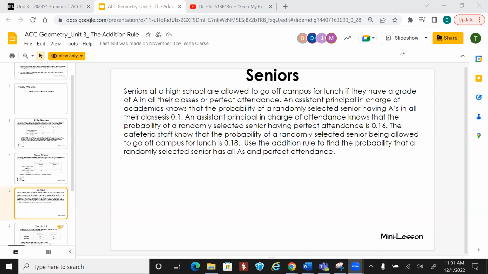How do we go about solving this problem? Okay, so what are we going to do? Addition rule. No, we're not going to make a table because they give us all this information. So what is event A? All A's in the classes. So that's a probability of 0.1. Probability of B, what is that? It's 0.16.